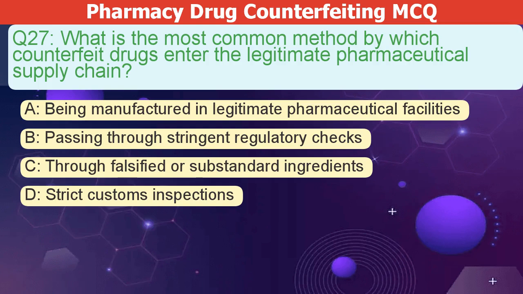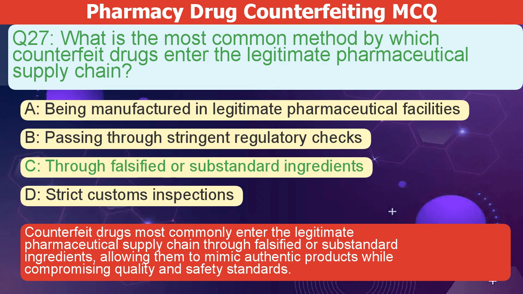What is the most common method by which counterfeit drugs enter the legitimate pharmaceutical supply chain? A. Being manufactured in legitimate pharmaceutical facilities. B. Passing through stringent regulatory checks. C. Through falsified or substandard ingredients. D. Strict customs inspections. The correct answer is C. Counterfeit drugs most commonly enter the legitimate pharmaceutical supply chain through falsified or substandard ingredients, allowing them to mimic authentic products while compromising quality and safety standards.